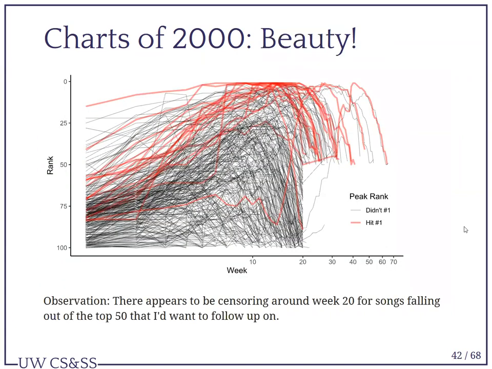And so look at this absolute beauty of a plot. This tells us when songs hit #1, they are bright red. There appears to be some censoring around week 20 for songs falling out of the top 50 that I'll probably follow up on sometime in my life when my advisor stops emailing me. I wonder, maybe next time I'll make this a 1 instead of a 0. But I don't know, I think it's a pretty interesting little plot.